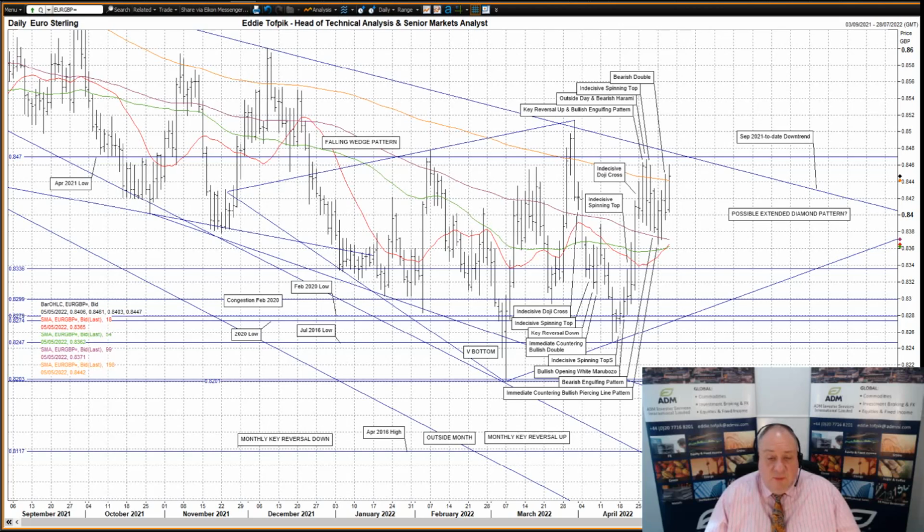This has taken over from the previous pattern, the very large falling wedge pattern, currently 84.76 to 80.99, which is still in operation and which I had detailed so many months ago. So far today, a reactionary move back up over the long moving average, and again approaching the September 2021 to date downtrend plus the April 2021 resistance at 84.70, and matching some of the highs from last week.